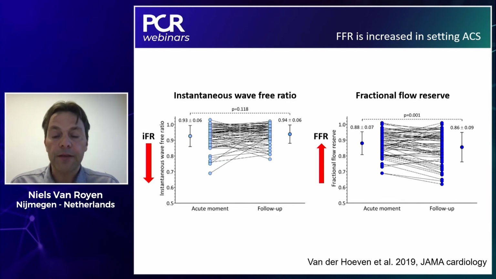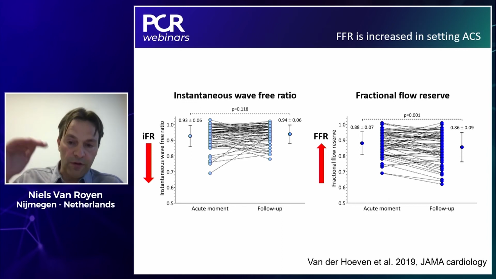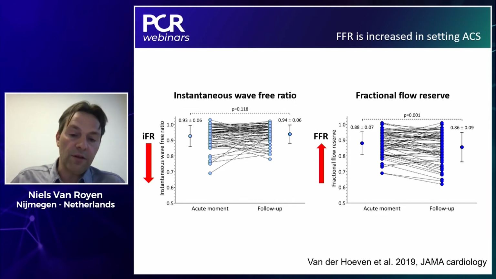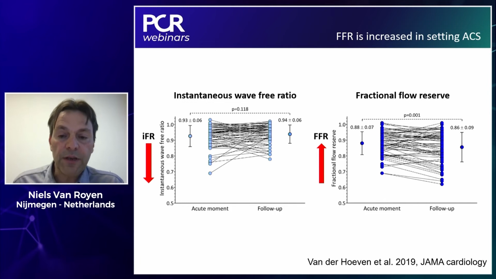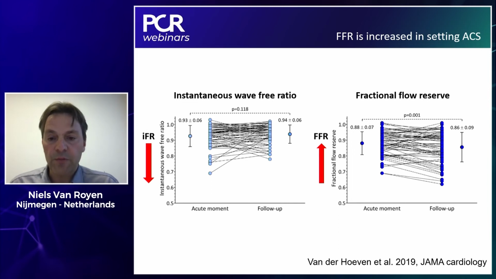That can be explained by the fact that during especially a large myocardial infarct, your basal flow will go up a little bit, and that will lead to a decrease in your iFR. At the same time, your maximal hyperemic response is decreased in the setting of STEMI, and therefore you will not reach maximal hyperemia, and your FFR will be a little bit higher, so it might be false negative in that setting.